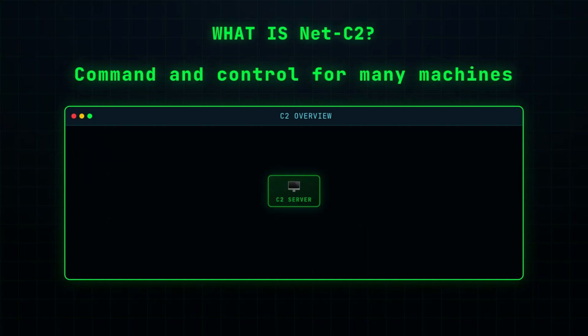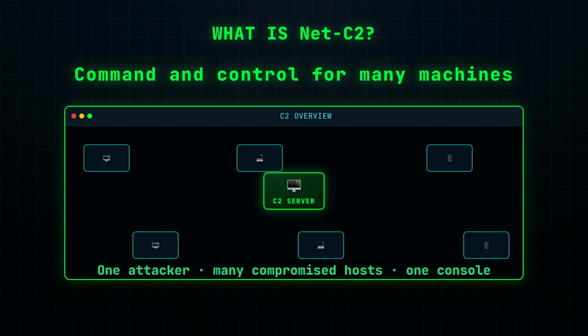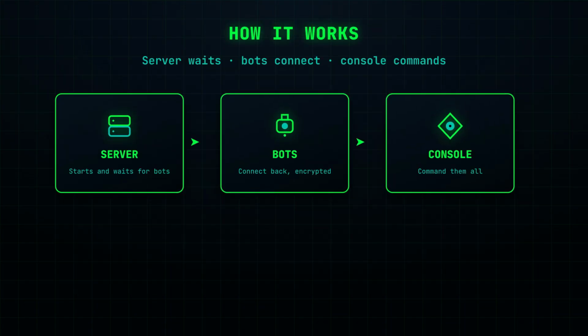Command and control, or C2, is how one attacker stays in charge of many compromised machines. Net-C2 is an open-source Python framework with a server, encrypted bots, and a web dashboard. It works in 3 steps. The server starts and waits. Bots connect back on an encrypted channel, and from the console, you command them all.